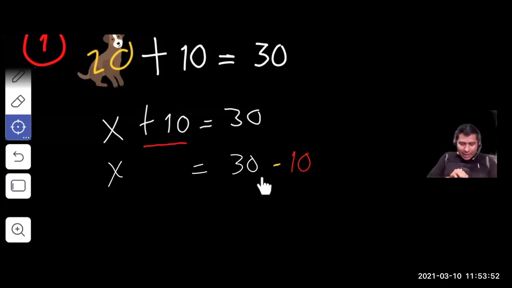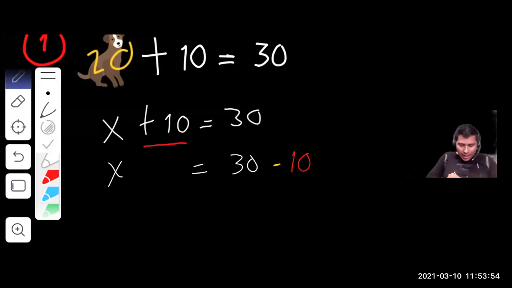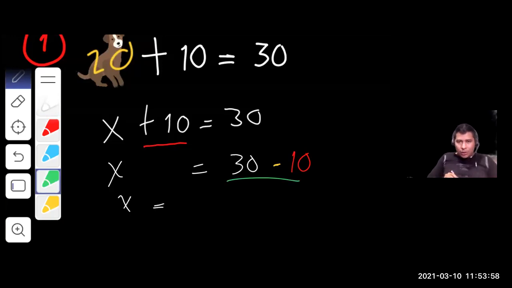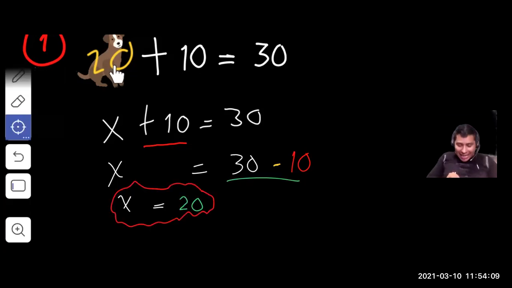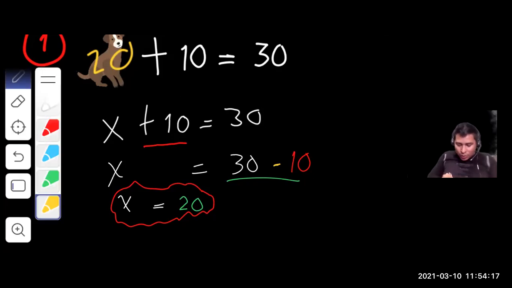But you can simplify this. Let's simplify that, guys. X is equal to what? 30 minus 10 is equal to? 20. Is that true, guys? Is that the value for the dog, the x? Yes, the one that you solved mentally. Okay, this, guys, is solving: leaving the variable alone, finding the value. And how do you call this value? This 20, guys, is called the solution.